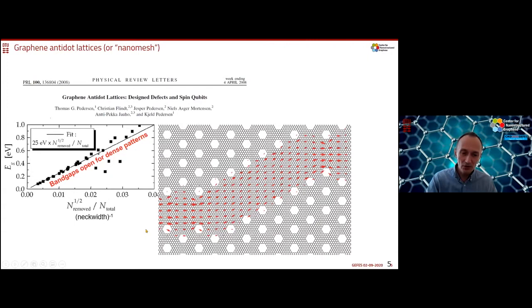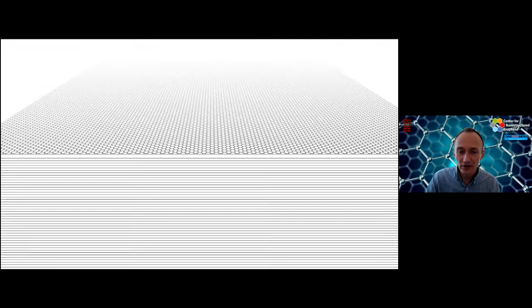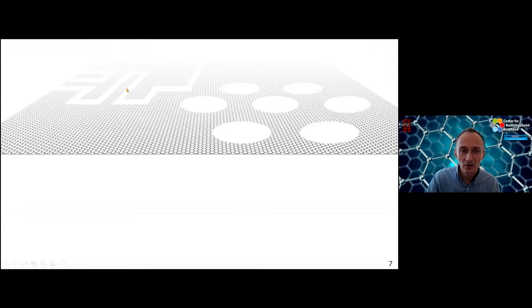So in that sense, we are going to back down onto the Stone Age where we literally have to pattern these 2D materials ourselves and somehow make it work. So to us, arbitrary nanopores means new components and periodic nanopores means new materials. So we're interested in both of this. So if you look at graphene and you remove the bulk, you have this wonderful system where we can do patterns here. That was the theorist.